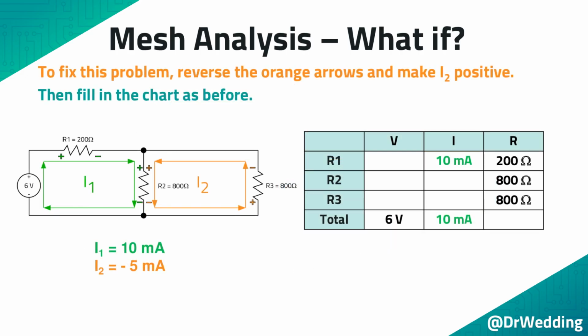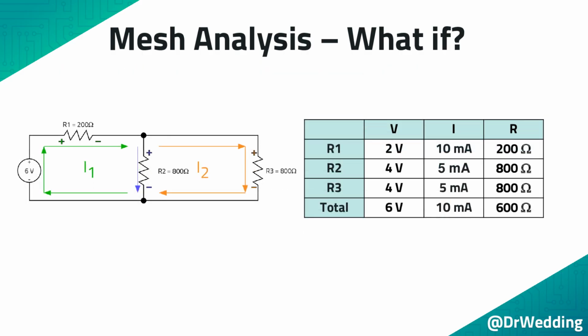To fix this problem, reverse the orange arrows and make I2 positive. Then fill in the chart as before. As you can see, you will end up with the same answers as before. As I stated at the beginning, you can't pick the wrong direction for the current. It will always work out.